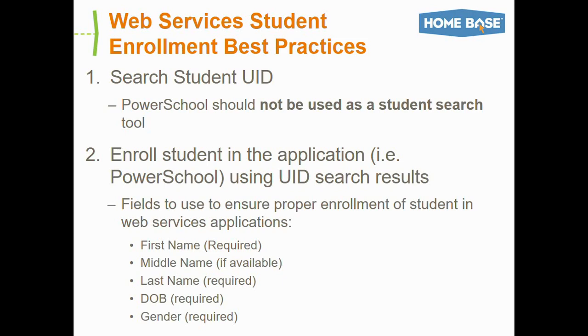When you're enrolling a student in the application, using the results that you get from your UID search, just make sure that you're filling in first name, last name, date of birth, gender, which are required fields at a minimum, but also make sure and fill in the middle name if it's available or any other pertinent information that can be used by the UID system for its matching process.